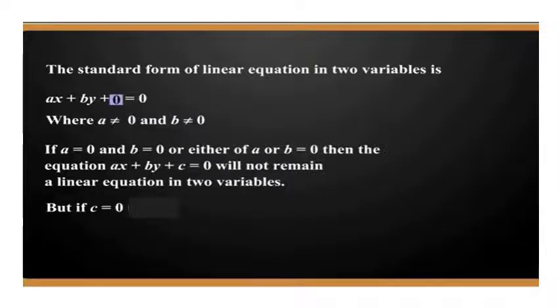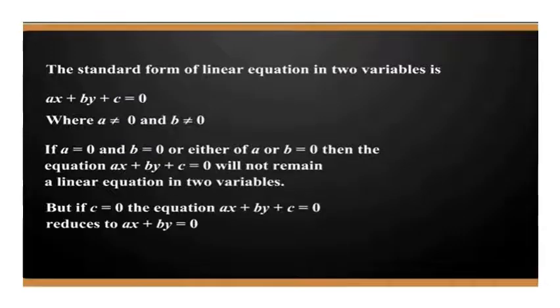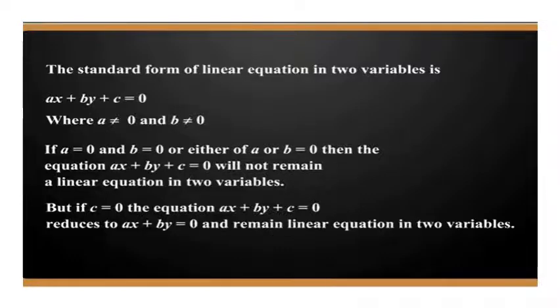If c is 0, the equation still remains the same, only the constant value goes away. So we'll get the reduced equation as ax plus by is equal to 0. It still remains the same. Still we have two variables and still the degree of these variables is 1, and it remains a linear equation in two variables.